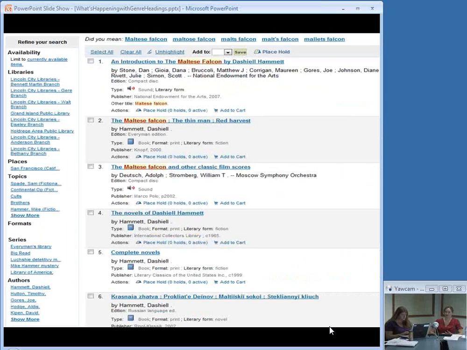A lot of the newer interfaces are offering faceted browsing. Once you've got your results, you can narrow things down. This is a screenshot from the Lincoln City Libraries, which is actually the Pioneer shared catalog now. One of their facets is which library it is located in. Is it located in Lincoln or is it located in Grand Island? You can narrow that down. Authors is one of the facets on the side.